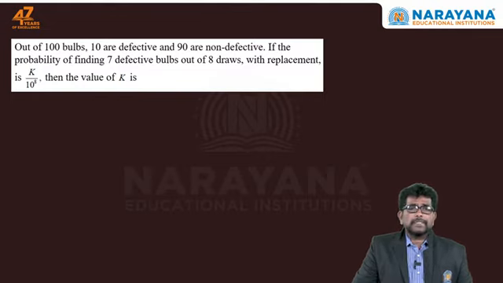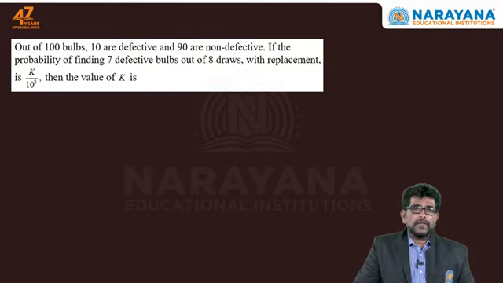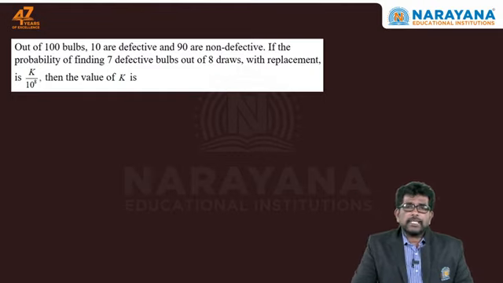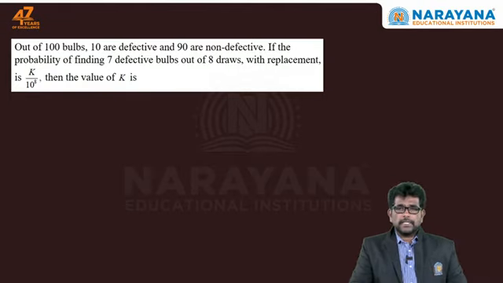Out of 8 bulbs, 7 are defective, where the drawing is done with replacement. The probability of getting 7 defective bulbs is k by 10 to the power of 8. Then they are asking for the value of k. Here, every bulb may be defective or non-defective, so there is a chance. The measurement of the chance is the probability.